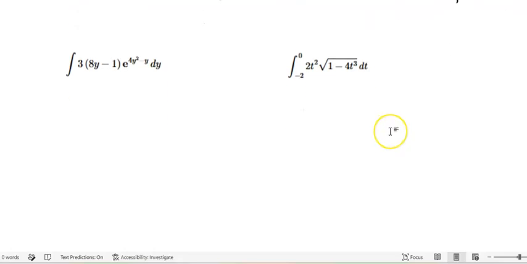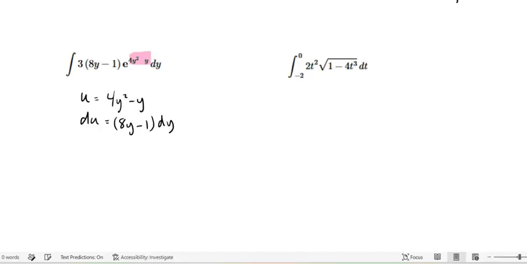Okay, then we got into u substitution. So u substitution, you look at this thing and you say, well, what am I going to let u equal? Most of the time our choice for u was the input to the composite function. So in this case, that's the exponent. So we let u equal 4y squared minus y. And then we did the following work. du would be 8y minus 1 dy.